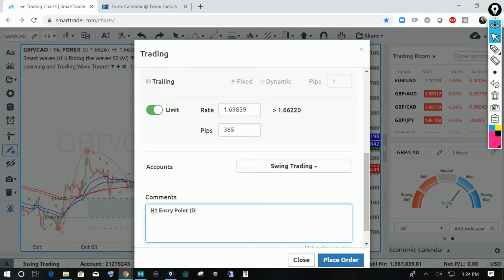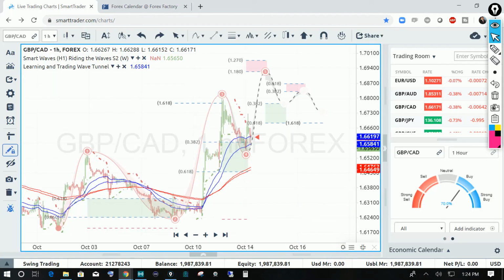And you can go ahead and add here and say daily confirmed. When I say daily confirmed, that just means that my daily is in the same direction. So let's go H1 entry and then daily confirmed right here. And that's just making sure that I've got all my ducks in a row, everything is confirmed in the right direction. All right, go ahead and place the trade.